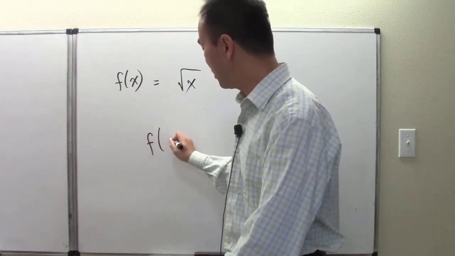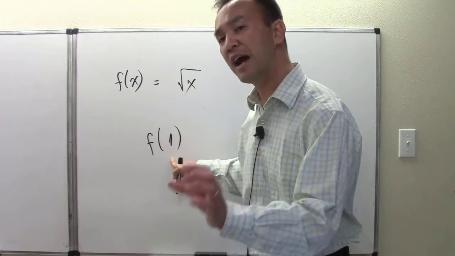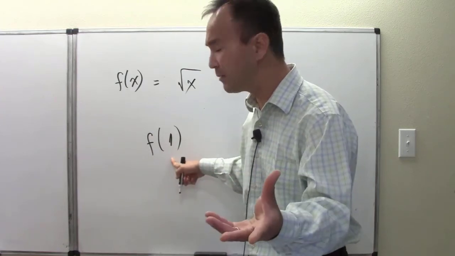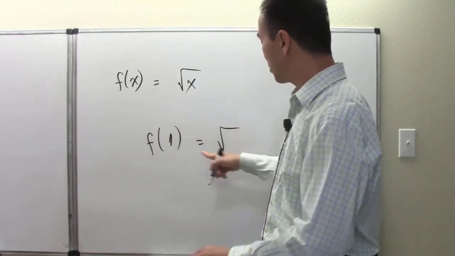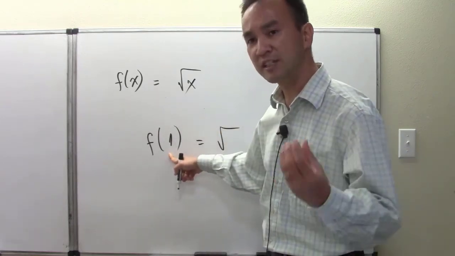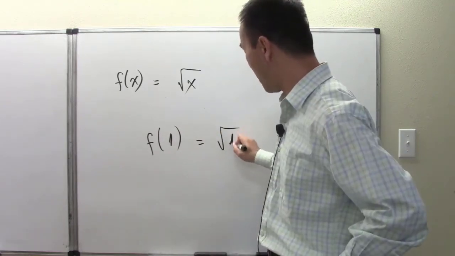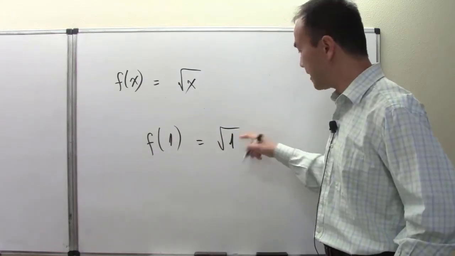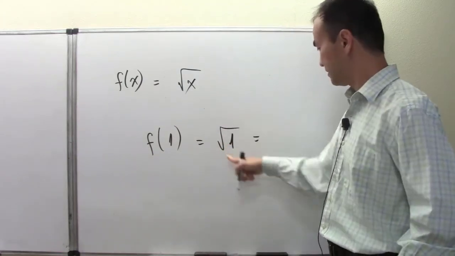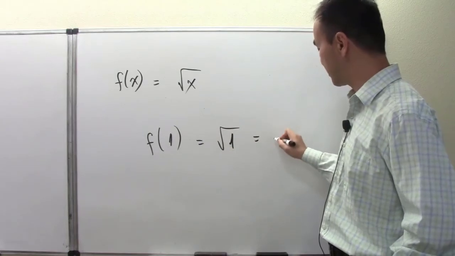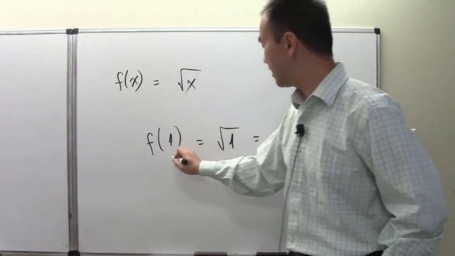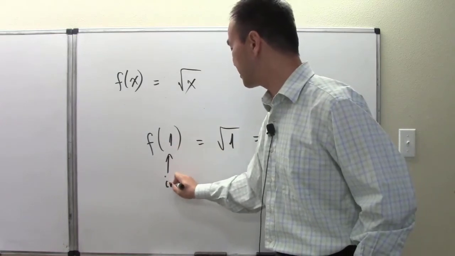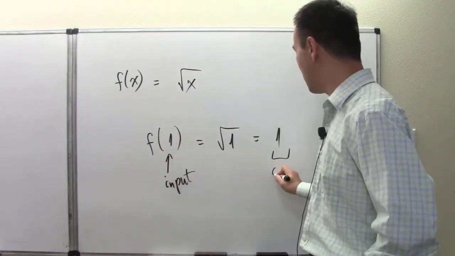So when we give 1 for the input variable, this function is going to process this input as the square root of 1. And then the mathematical operation takes the square root of 1 and gives us the answer 1 right here, and we have an output. So I have to emphasize again, this is input and this is output.